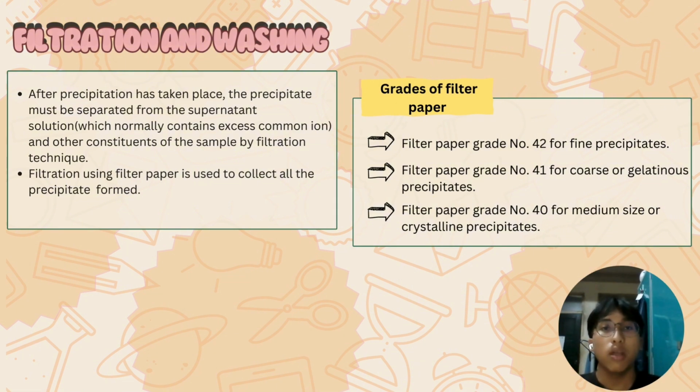So there are three grades of filter paper. The first one is filter paper number 42 for fine precipitates. The second one is filter paper grade number 41 for coarse or gelatinous precipitates. And the last one is filter paper grade number 14 for medium sized or crystalline precipitates.